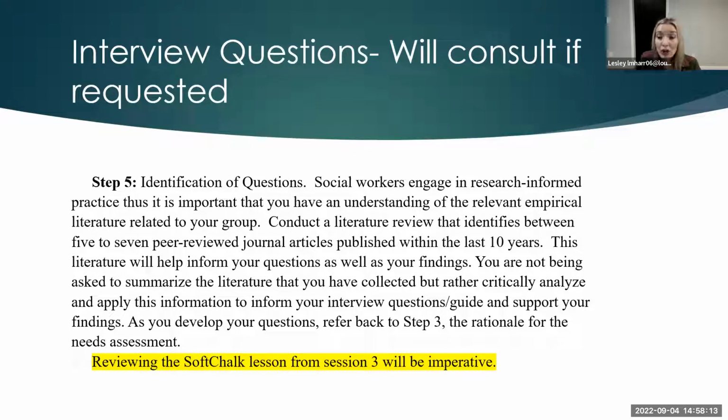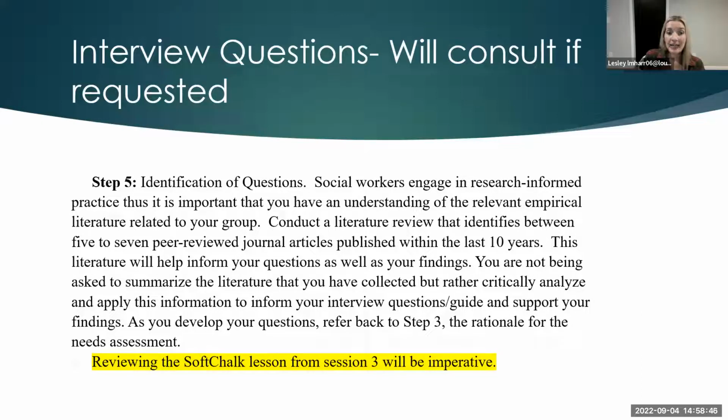Please consult with me if you are unclear. This is basically an interview guide that you will use to engage in research-informed practice. You first should conduct a literature review that identifies between 5 to 7 peer-reviewed journal articles published within the last 10 years that focus on your participant population. This literature will help inform your questions as well as your findings.